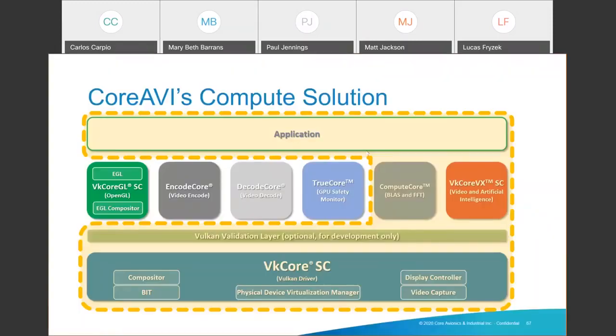So like I alluded to before, Core AVI has kind of a stacked approach to how we're supporting compute. We have our underlying Vulkan driver, which we call VK Core SC, and then we have compute libraries built on top of that to make it more user-friendly and easier to use in safety-critical environments. We also have libraries for non-compute related things like OpenGL, video encode and decode for H.264 and H.265 video, and GPU safety monitoring, but I'm really going to focus on the compute core and VK core VX here for basic linear algebra subprograms, fast Fourier transform, and AI and video processing.